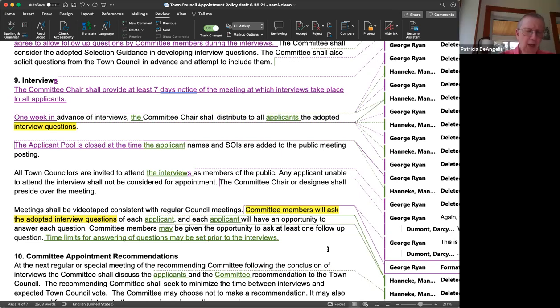Except this is reestablishing a line. This is saying every committee is going to follow this process. Just to remind us of that. And the way I read this one is, you have to rotate who asks the question versus one person asking all the questions.